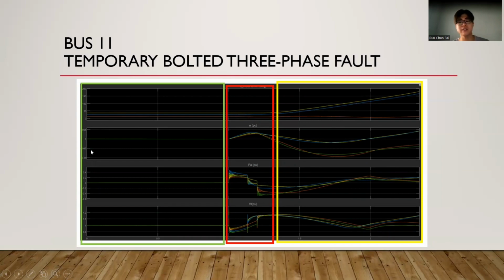And for the stable case, as shown in the green markings on the left side, we can observe that the system is already in a state of equilibrium since the beginning, from the waveforms of the variables before the fault occurred at about 1 second.